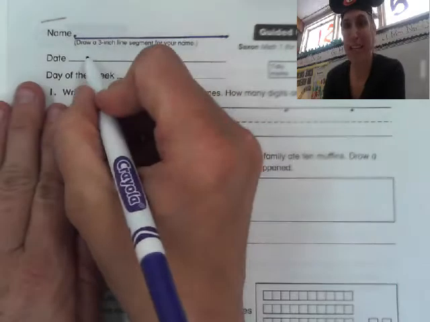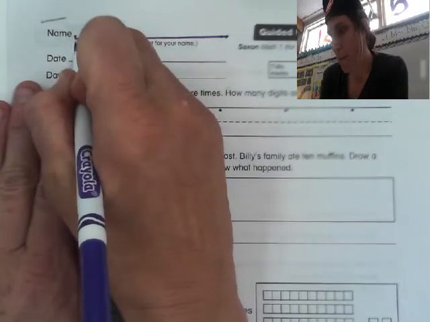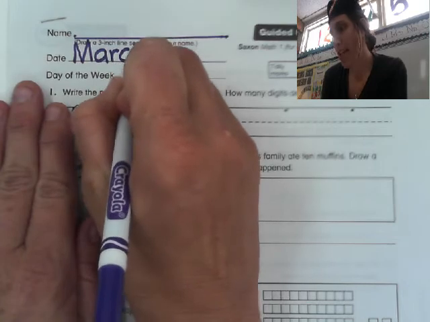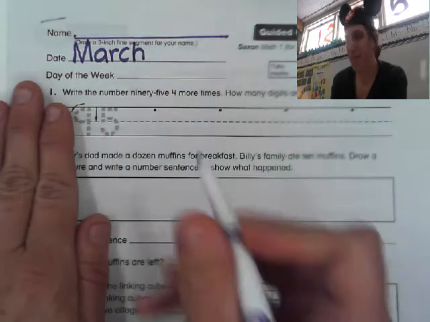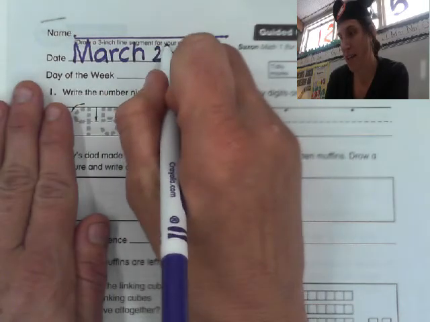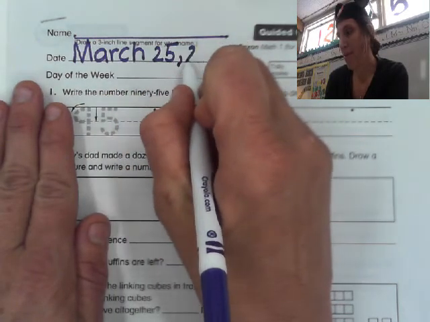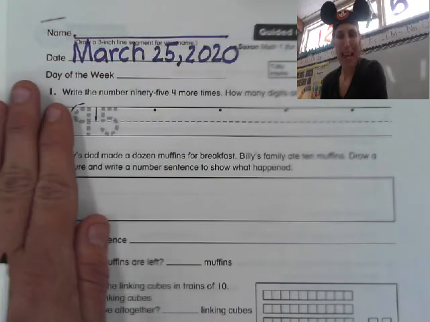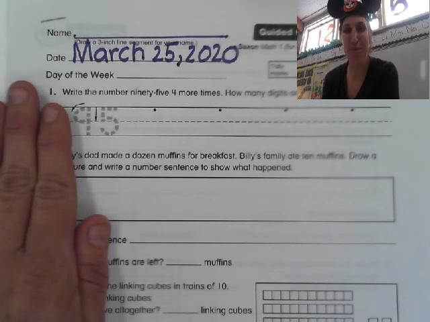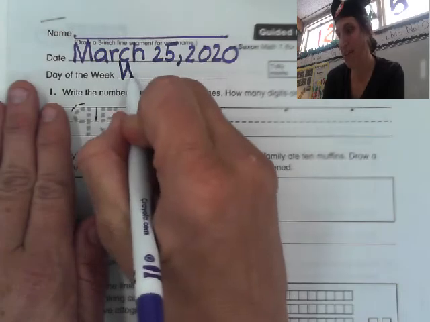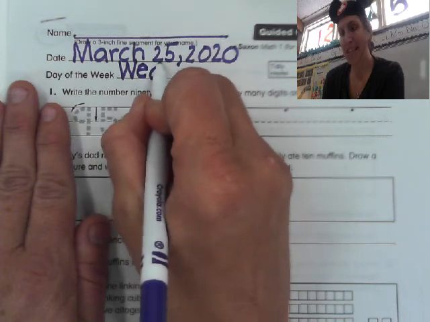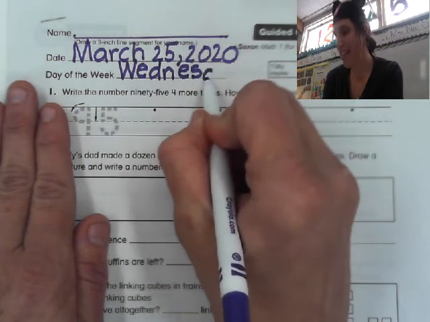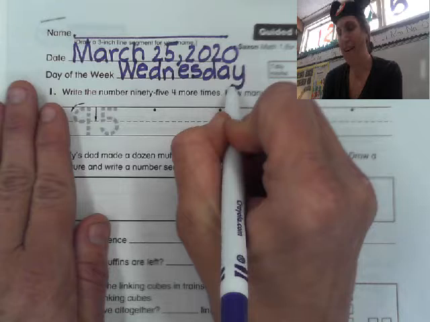So here we go. Today's date, it is March. Capital M, phonogram R, ch. And today is the 25th, March 25th. Need to put a comma, and it will be our year, 2020. What day is it? It's Wednesday. Capital W, E, D, N, E, S, D, A, Y.